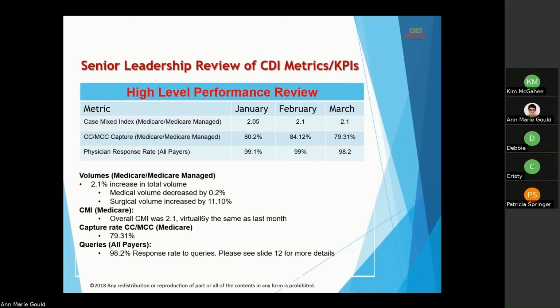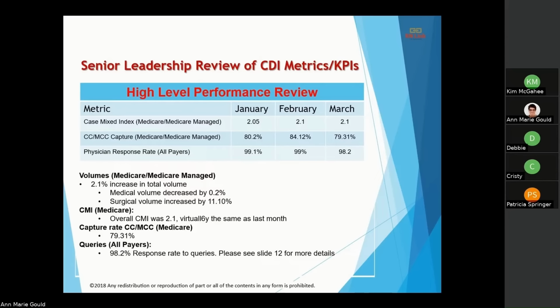I was thinking to myself, why do they want to know the physician response rate? Right? It's probably a hospitalist group. And that's why they wanted the physician response rate, to see if they were responding to the queries quickly based on their time frames and their policy. So it's probably a hospitalist team for this particular inpatient hospital.